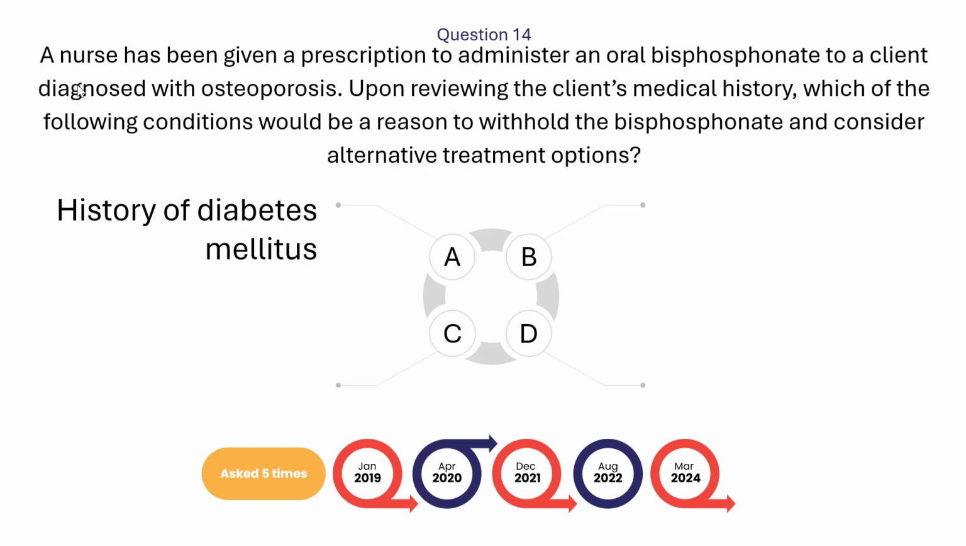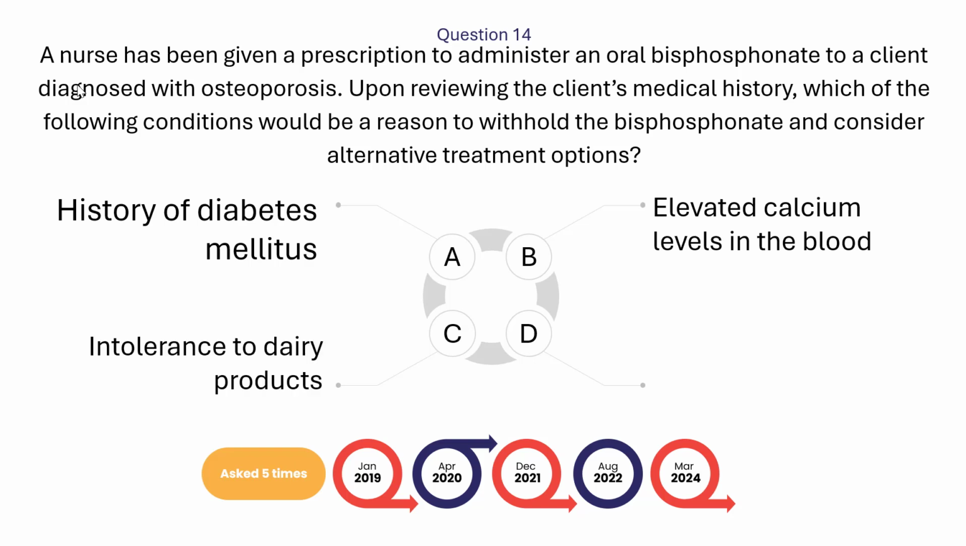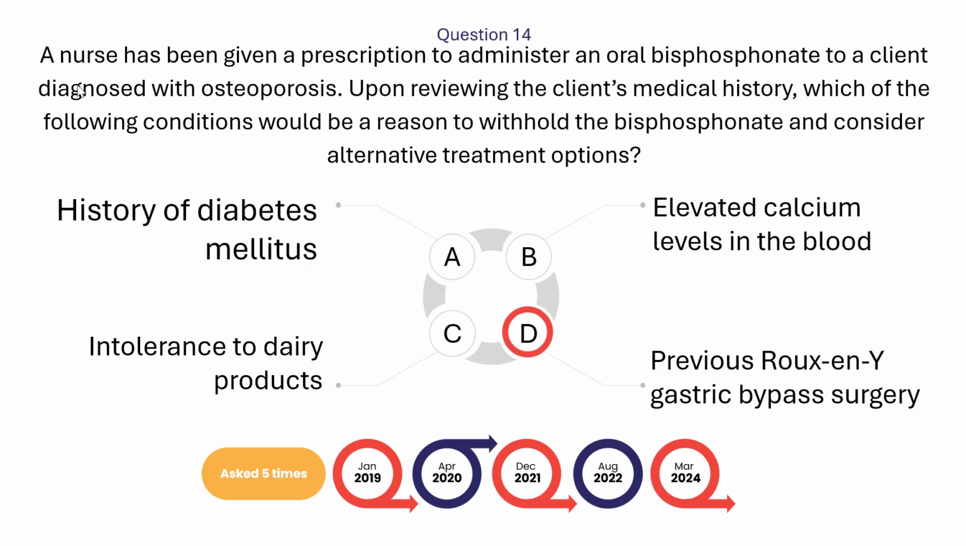A. History of diabetes mellitus. B. Elevated calcium levels in the blood. C. Intolerance to dairy products. D. Previous Roux-en-Y gastric bypass surgery. The correct answer is D. Previous Roux-en-Y gastric bypass surgery.